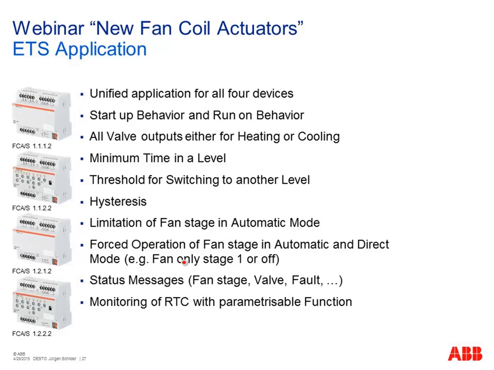Furthermore, we have so-called forced operation of fan stage possible. What does it mean? We can bring the fan into a forced position, level 1, level 2, also off, due to any reason. And this can be done both in the automatic mode and direct mode. Direct mode is nothing else but operating the fan speed manually via the local push button. So you override the automatic mode, the room temperature controller. Also here are options regarding fixed levels available.